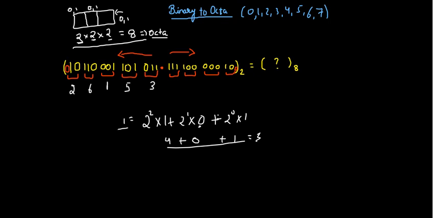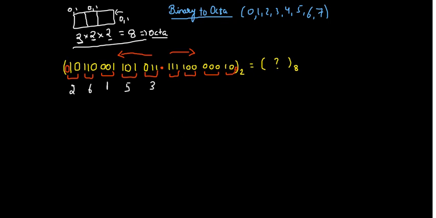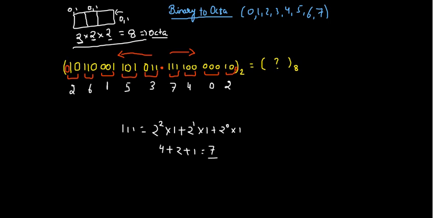Let's solve after the decimal. For after the decimal we have, in this place it's 7, this is going to be 4, this is going to be 0, and finally this is going to be 2. How did I do that? Very simple. 1 1 1 means 2 to the power 2 multiplied by 1, plus 2 to the power 1 multiplied by 1, plus 2 to the power 0 multiplied by 1. So this is going to be 4, this is 2, and this is 1. 4 plus 2 is 6, 6 plus 1 is 7. So this is for the 7.